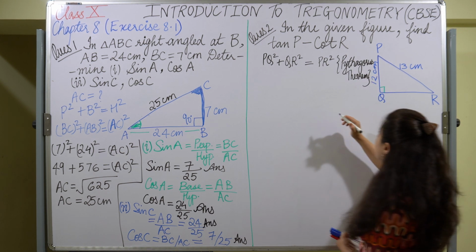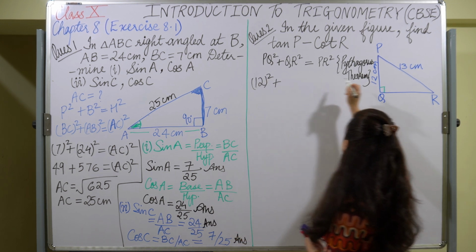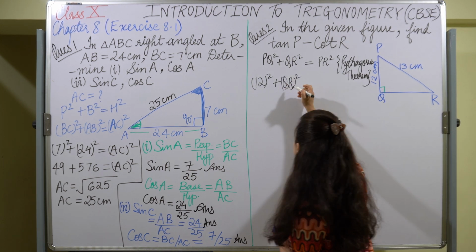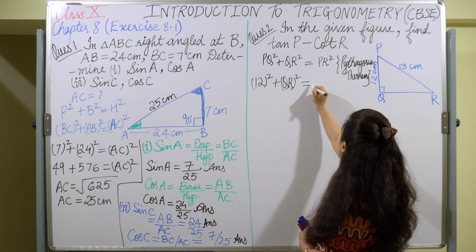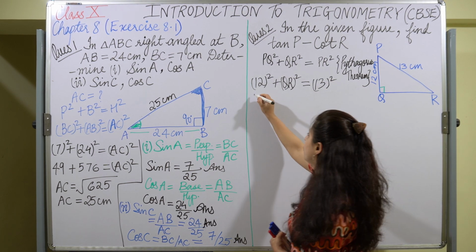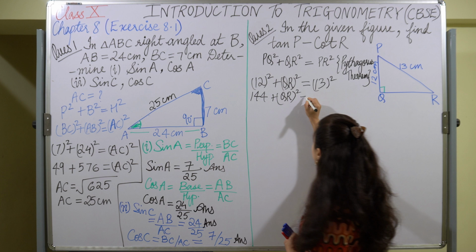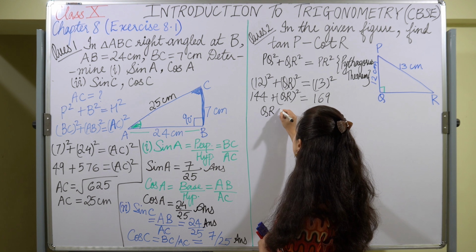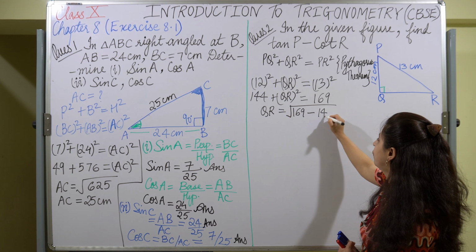Okay, so now PQ is given to us as 12, so 12 square plus QR square, which we are supposed to find out because it will be helpful to find tan P and cot R, equal to PR square. PR is 13. So 12 square is 144 plus QR square will be equal to 169. So QR will be equal to under root 169 minus 144.